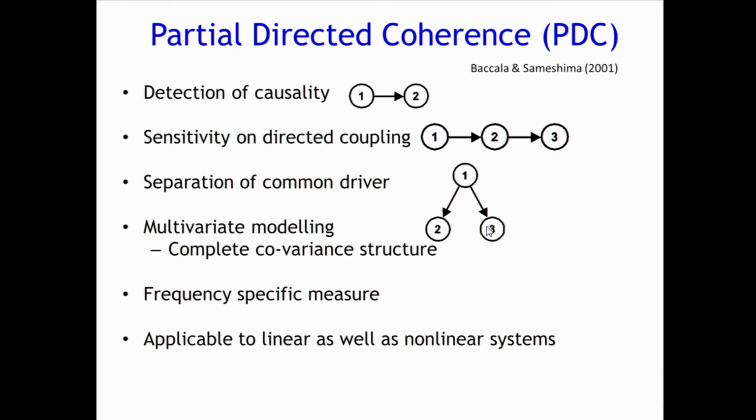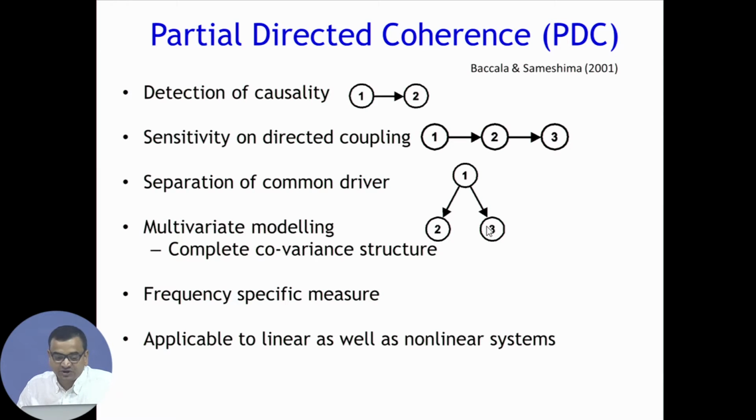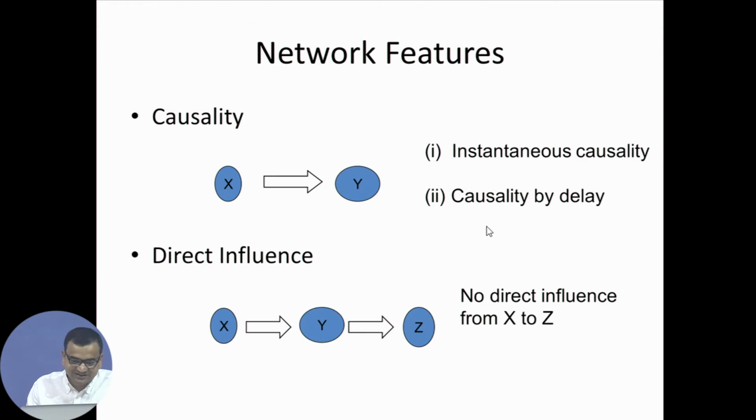So, if you are interested in distinguishing direct from indirect connectivity, partial directed coherence is a good candidate, or at least it aims to address that, because it takes multivariate data. It is not applied on pairwise data, and as I mentioned, it is a frequency specific measure. It is primarily applicable to linear systems, but with some modifications you can do nonlinear.